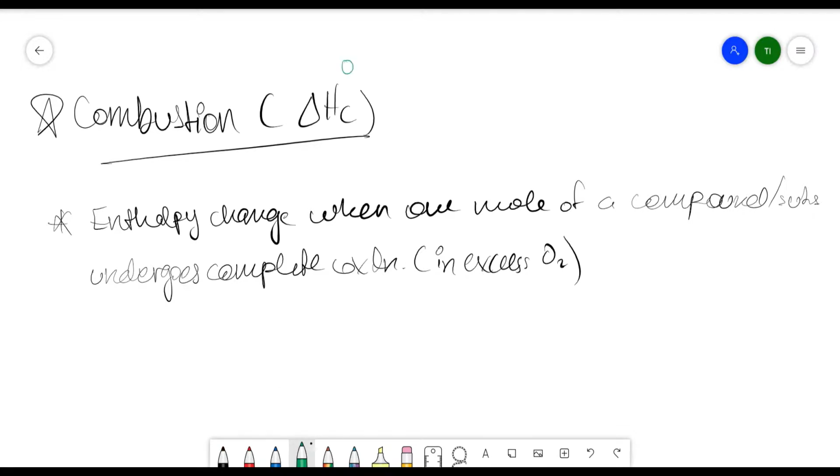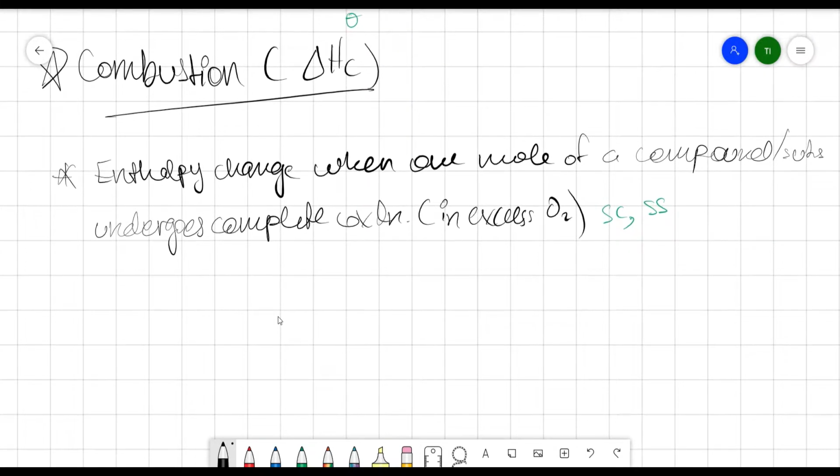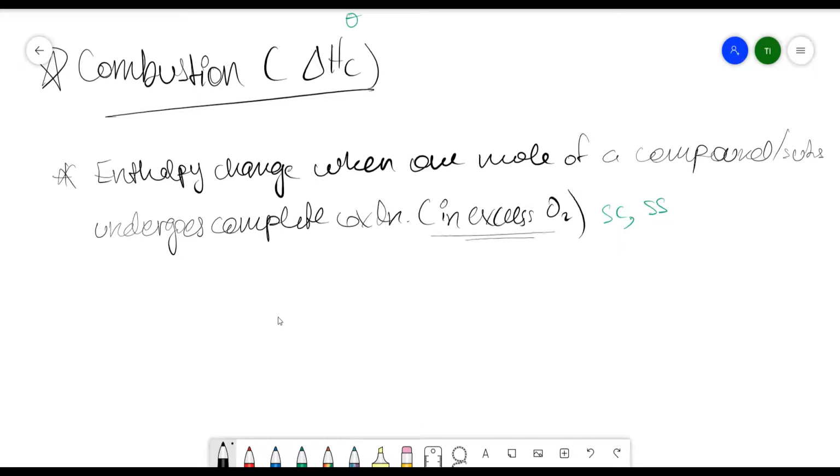And in case it's in standards, you can write standard conditions, standard states. No, it's just standard states, not of elements. Okay. And when you involve enthalpy change of combustion, you see that it takes place in excess oxygen. So this automatically rules out the enthalpy change of combustion of oxygen. Oxygen cannot burn itself, and therefore O2 does not have an enthalpy change of combustion.